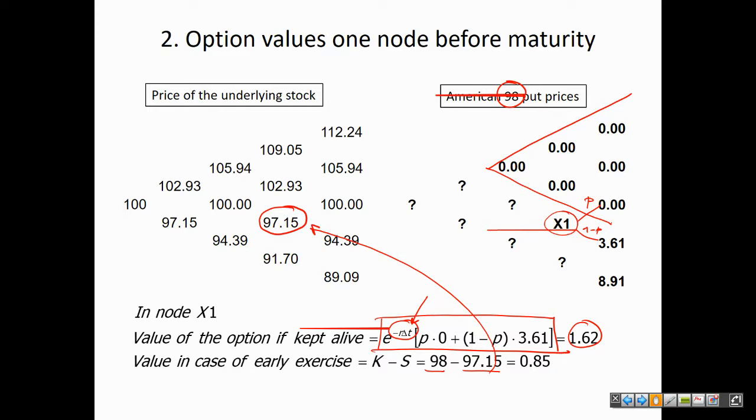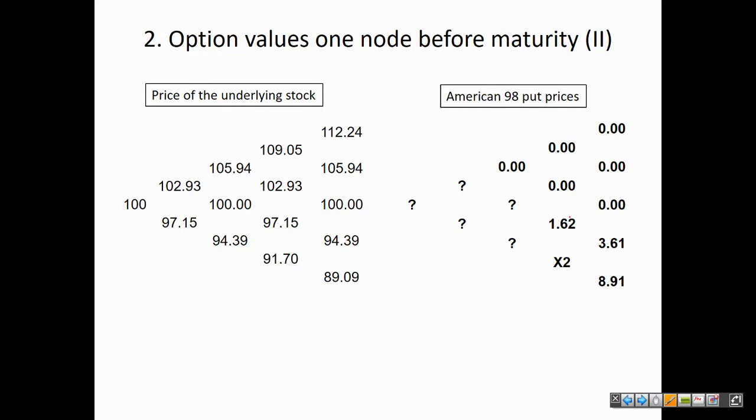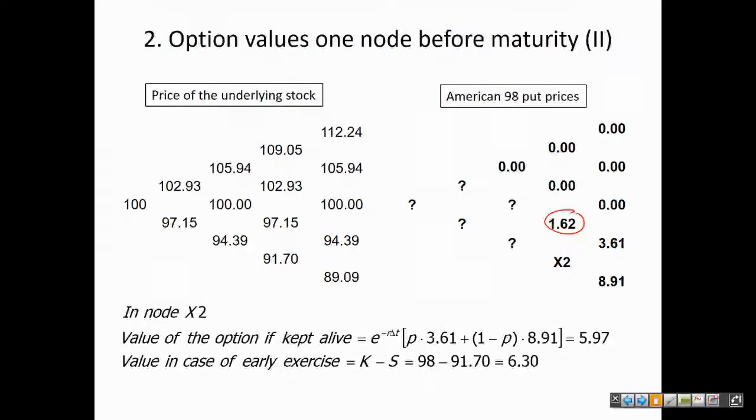Have I been clear? What would be more convenient here? Clearly, keep the option alive, because the value is larger than 0.85. So if I ended up in X1, I would not early exercise. This allows me to write 162 here, which is the greater between the 2 values, and move me to considering what happens in X2. In X2, I do again the same thing. So I take p times the up value plus 1 minus p times the down value discounted. This is what I have here. And this ends up being 597.